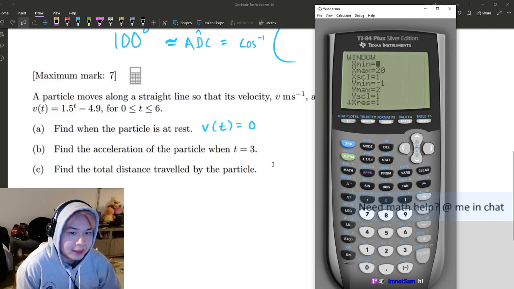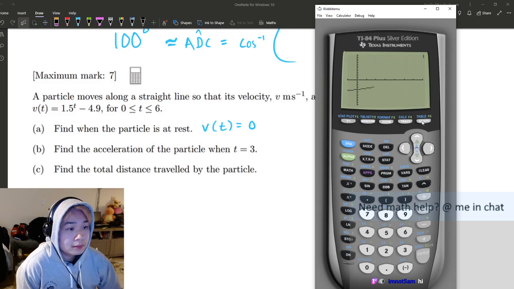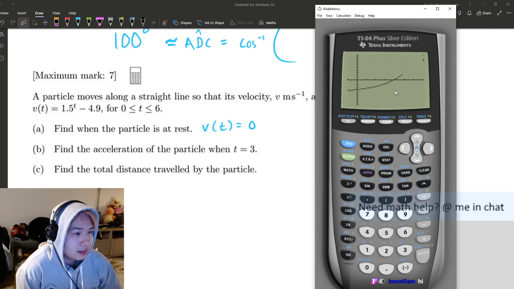Then make sure you fix your window. They do specify this is from 0 to 6, so actually I'm going to put -1 to 7. And then for the y values, if you're not sure, I like to default to -10 to 10. But we can graph this. And then there you go.